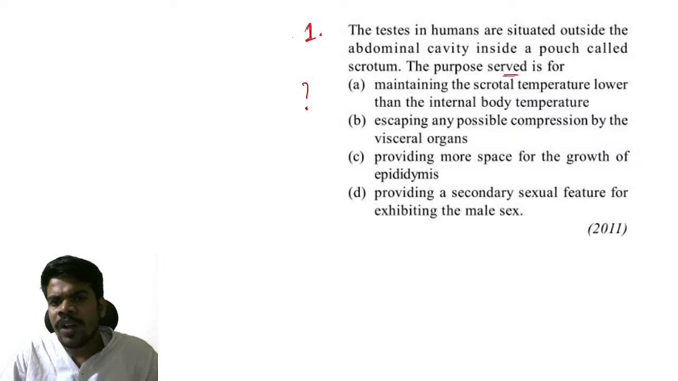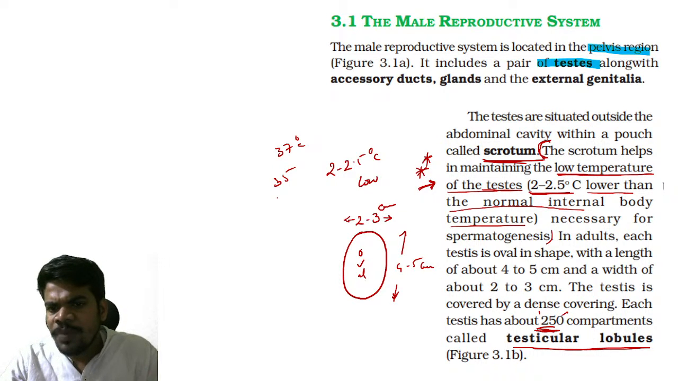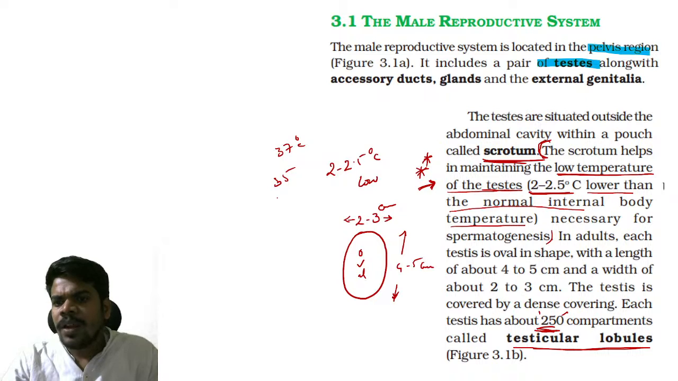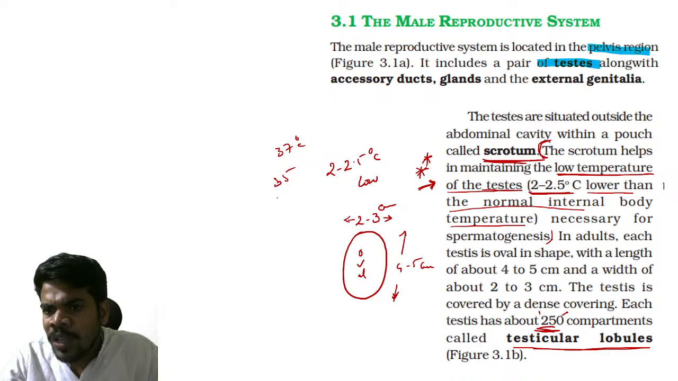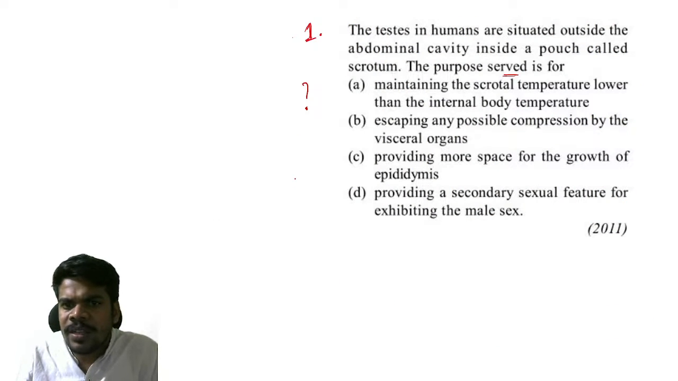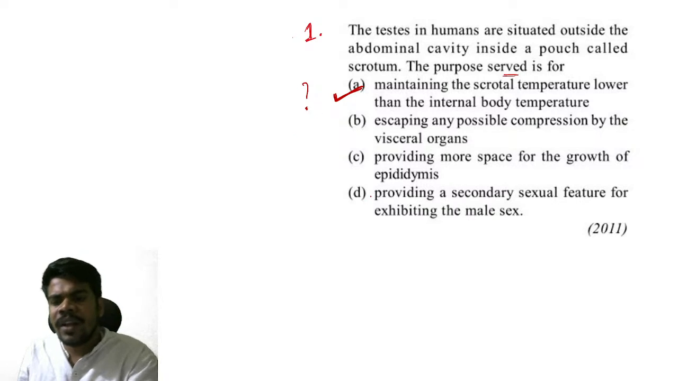The students who already watched the previous videos, and the students who are in this live session, you can simply answer from this line. 2 to 2.5 degrees centigrade lower than the normal internal body temperature, necessary for spermatogenesis. So the answer is what? Maintaining the scrotal temperature lower than the internal body temperature is the right answer.